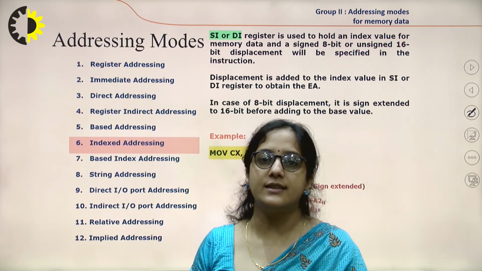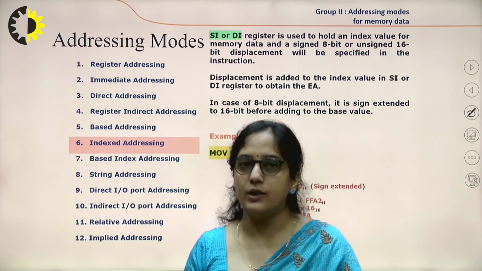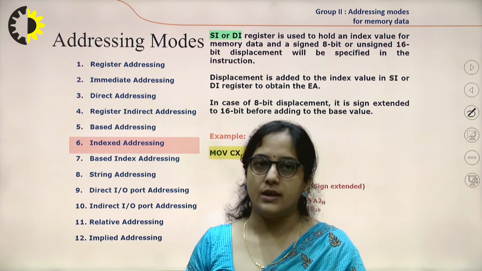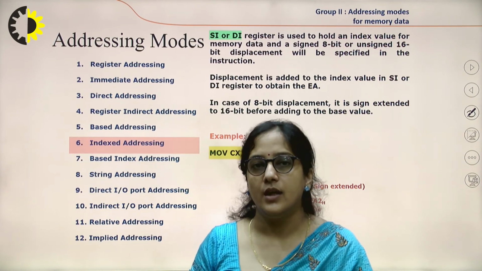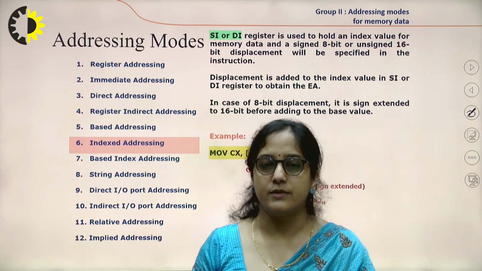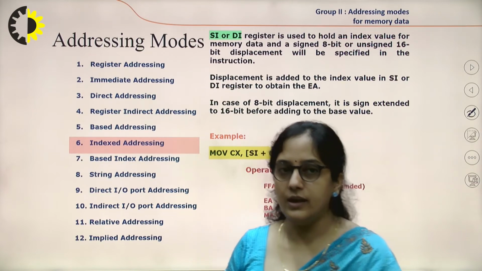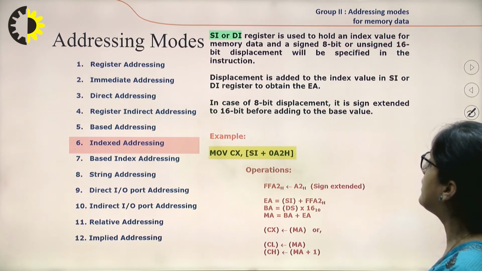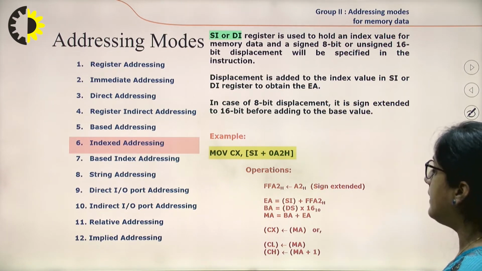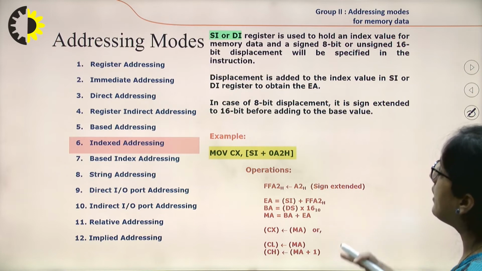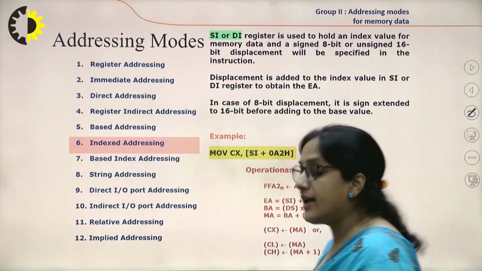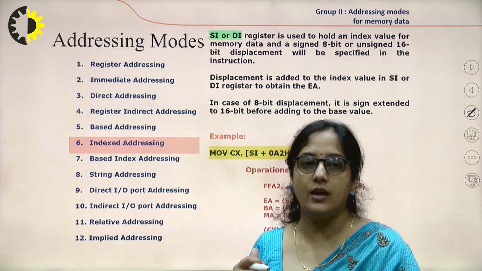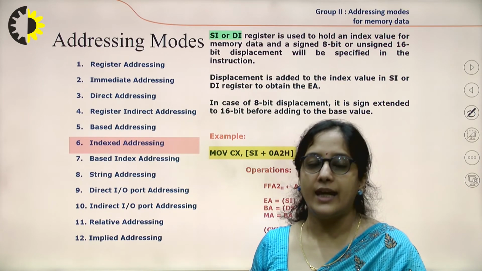In case of index addressing, we can use either SI or DI to hold the index value of a memory data. And here again we have a displacement, either signed or unsigned. Now if we are using displacement of SI or DI, then we are dealing with either DS or ES. If SI, then DS, and if DI, then we are dealing with the extra segment.